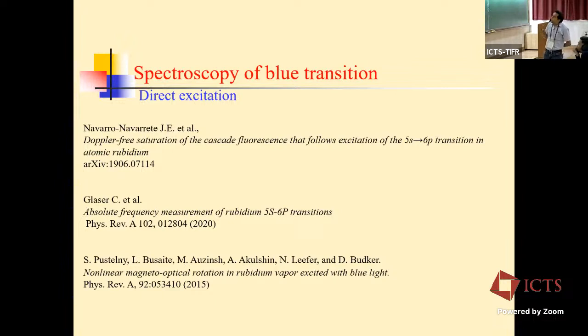There are different ways to do the spectroscopy, okay? And one is to simply do the direct excitation. Since this transition is weak, it's not easy to get the spectrum. And also you should have a blue photo detector. In our case, we didn't have any blue photo detector. The blue spectroscopy has been done directly. And for this paper, one of the authors is here and he has done this direct excitation.